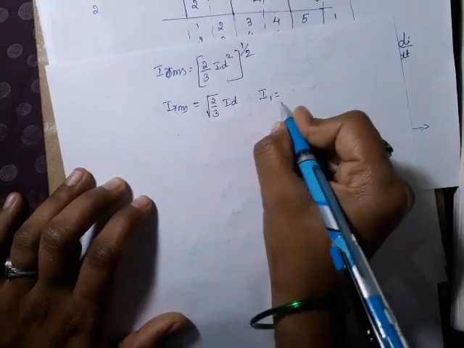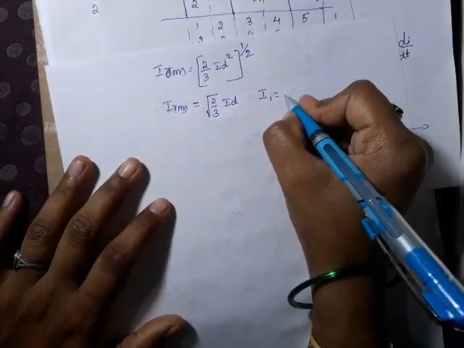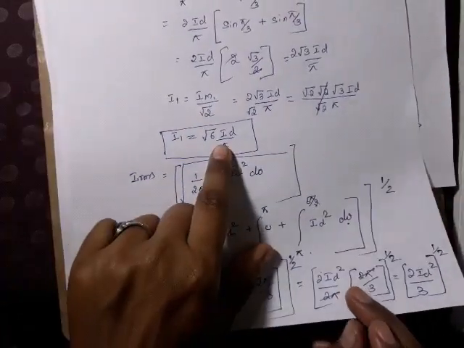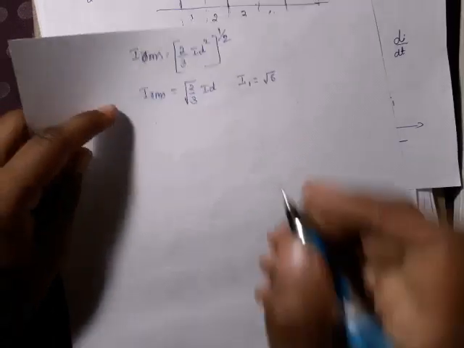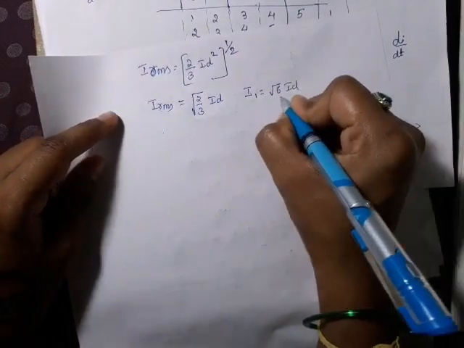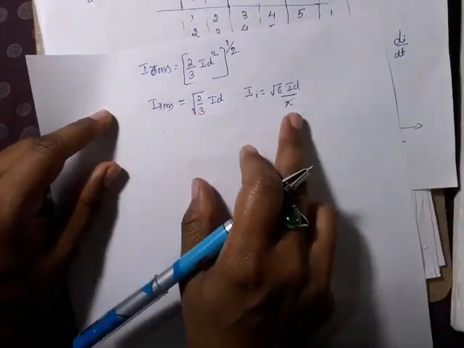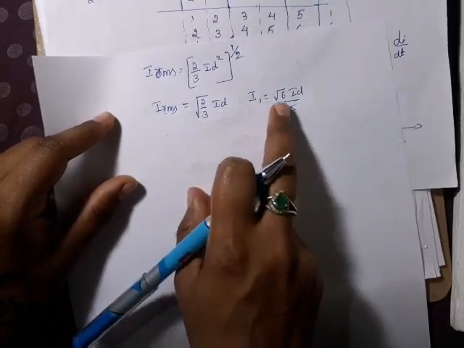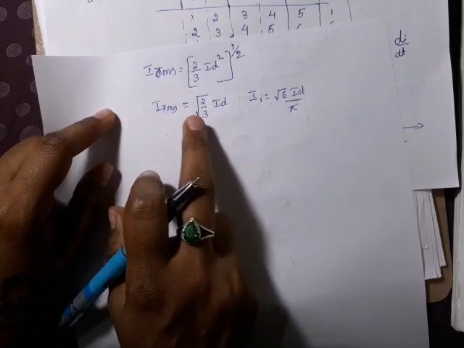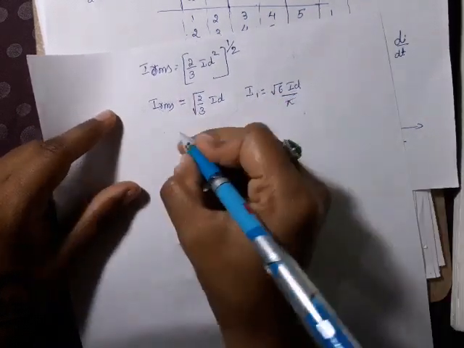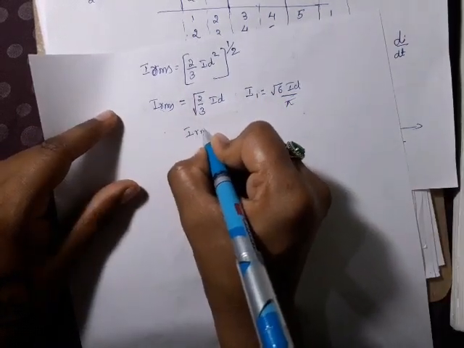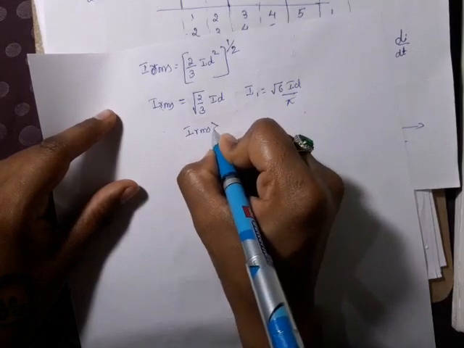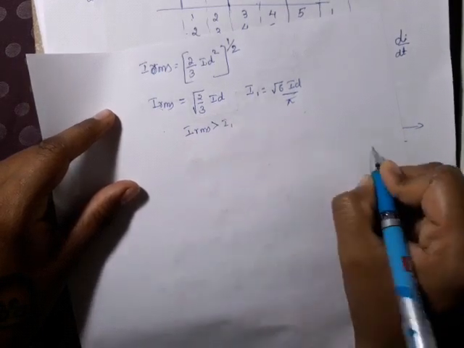I1 value for the DC circuit, that's what we have derived here, is root 6 times Id by pi. If you compare these two equations, the constant value here is root 6 by pi, and this is root 2 by 3. If you compare this, we can come to the conclusion that IRMS is greater than I1.